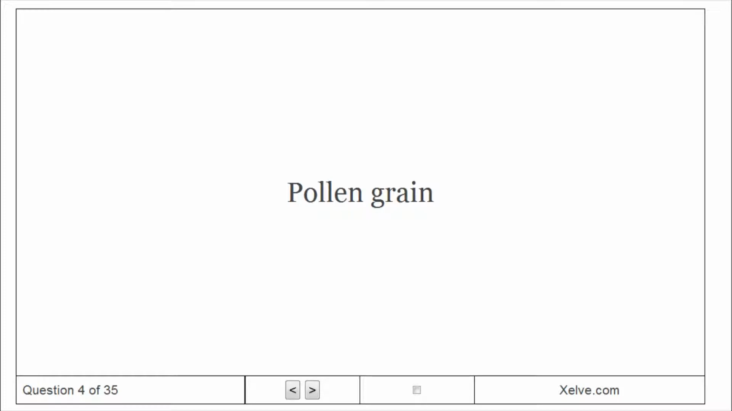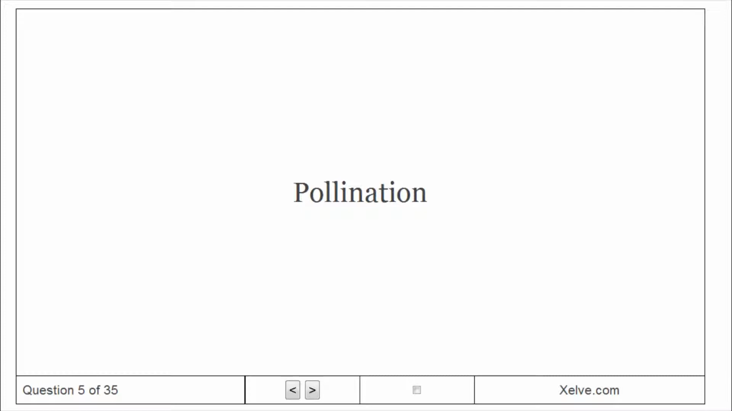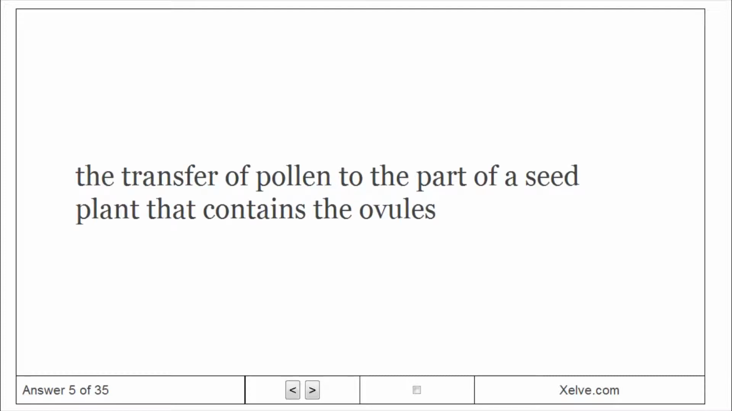Pollen grain. Microspore that's developed that consists of a male gametophyte enclosed within a pollen wall, the pollen wall which contains the polymers sporopollenin protects the gametophyte and allows it to be blown by wind or travel on an animal's back. Pollination. The transfer of pollen to the part of a seed plant that contains the ovules.